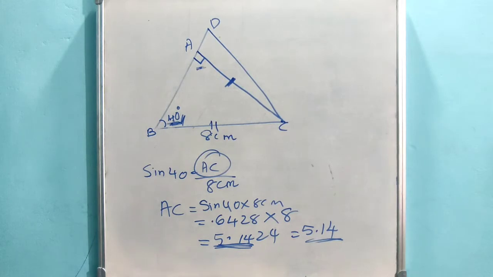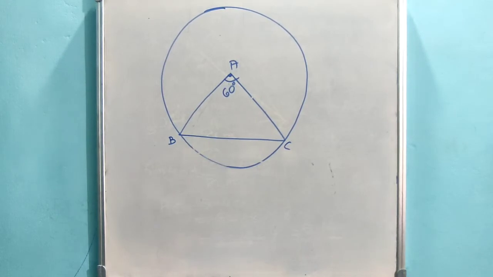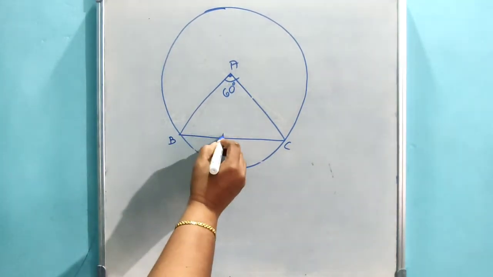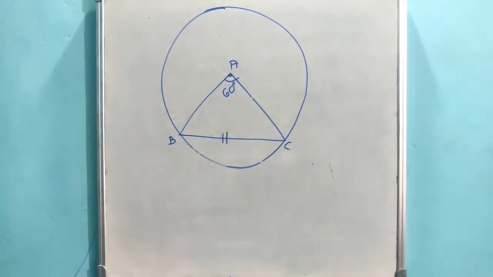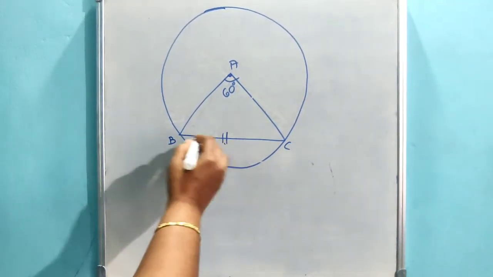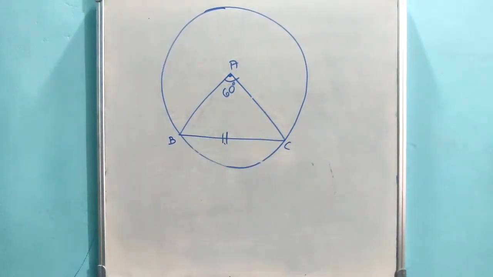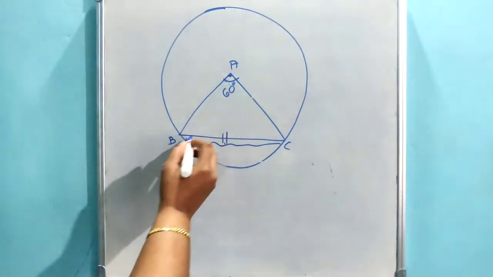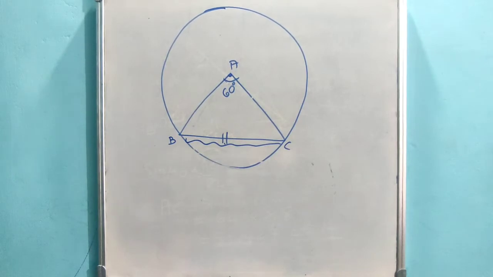Now we are coming to the next topic, that is triangle and circle. See, here you can see the central angle of this chord. BC is a chord of the circle. If we have the central angle of this chord, can we find out the length of this side? That is, using the central angle, can we find the length of the chord of a circle?